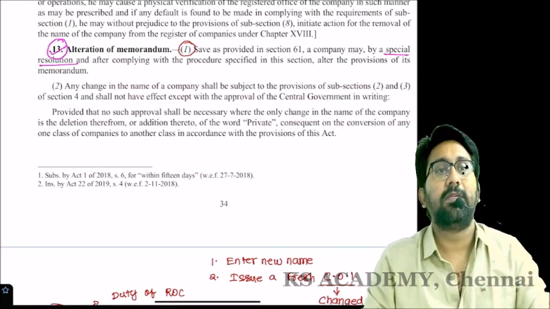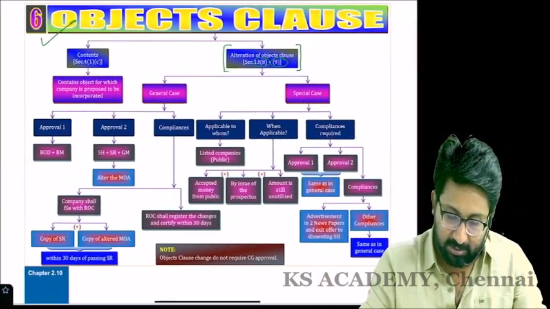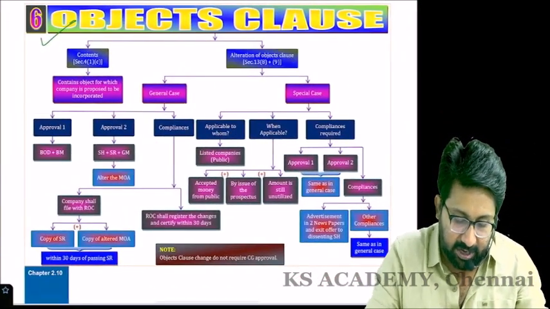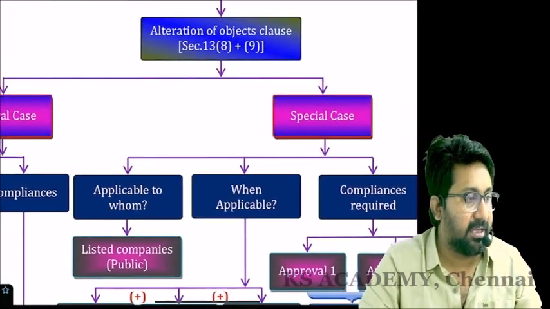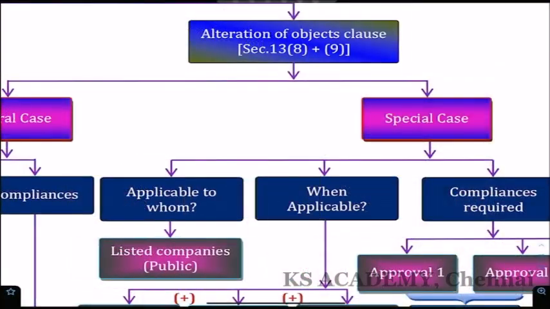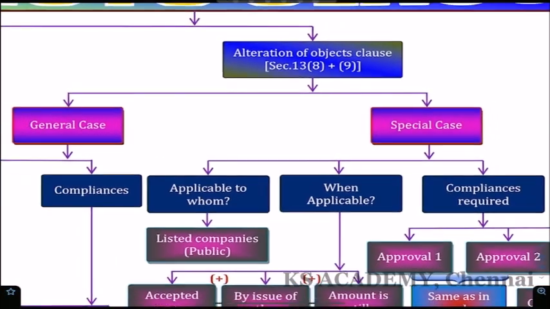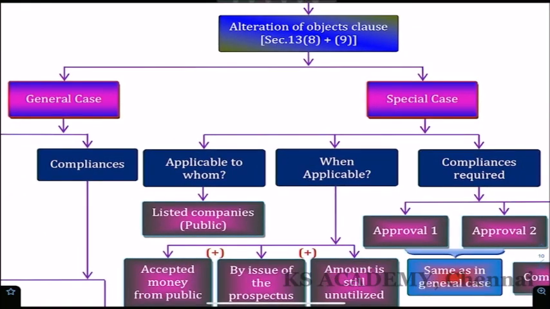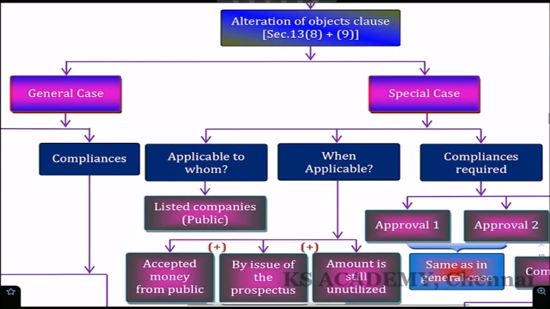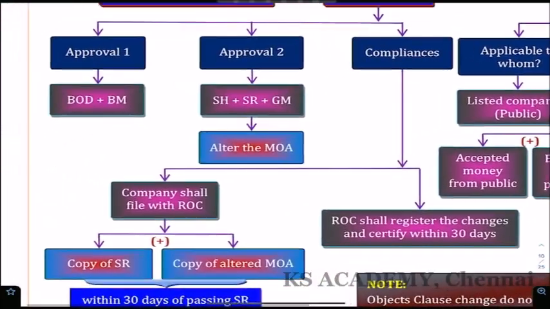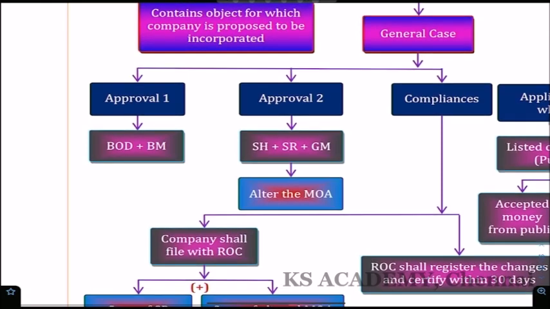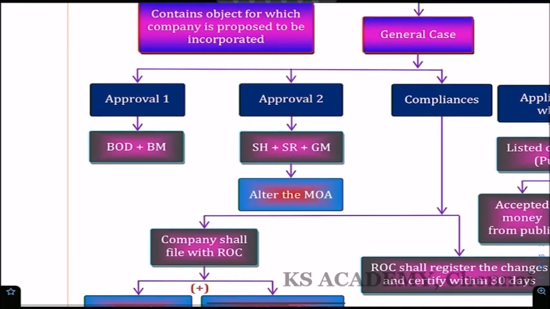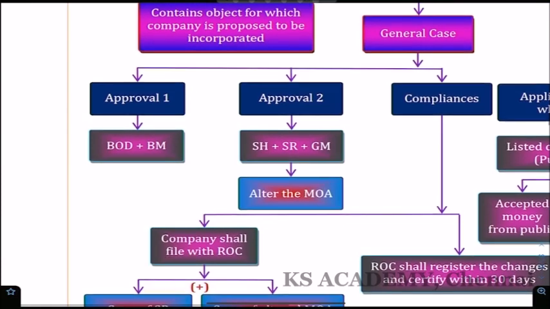Now summarize everything in chart format. What is the clause of the memorandum we are discussing now? See here, in a most comprehensive way, this chart has been prepared covering all possible scenarios. First one, alteration of objects, clause 13.8, 13.9. First, the general case. General case means not other objects, unlisted companies, private companies, not in case of the main objects change. Clear?